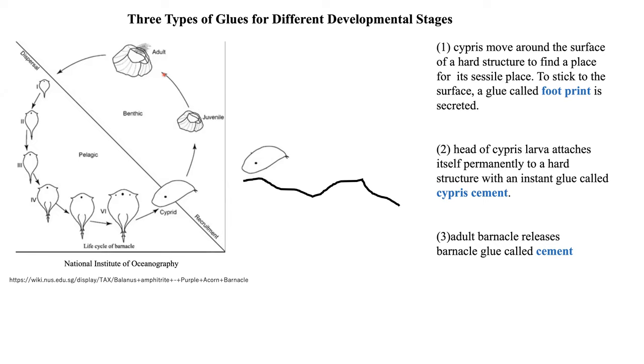As I told you, the nauplius larva is a free swimming organism, but it transforms through metamorphosis into the cypris larva, which attaches on the ground.